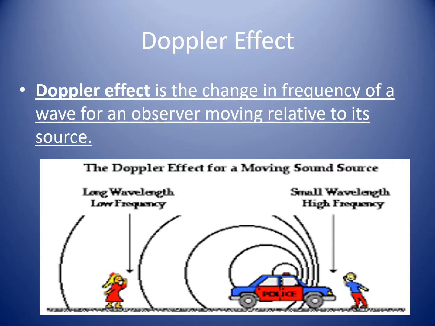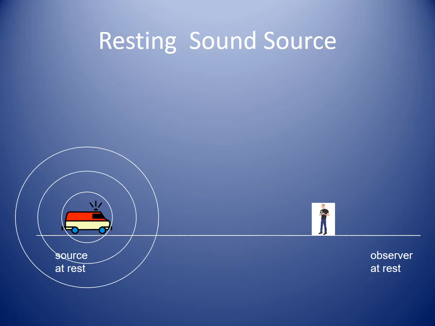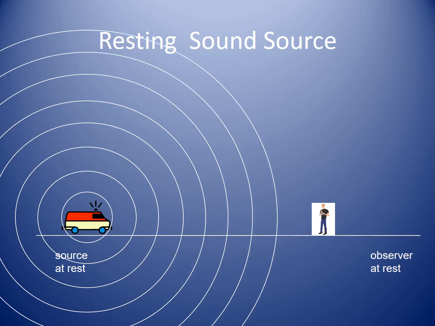The Doppler effect is a change in frequency of a wave for an observer moving relative to its source. You might have heard this with a police siren, and as it moves away, it distorts the sound, and that's because of how the sound waves are being made. For example, we have a source at rest on the left, and an observer at rest on the right. As the siren is going through, it's emitting sound waves, and you're listening to it as it's coming towards you.